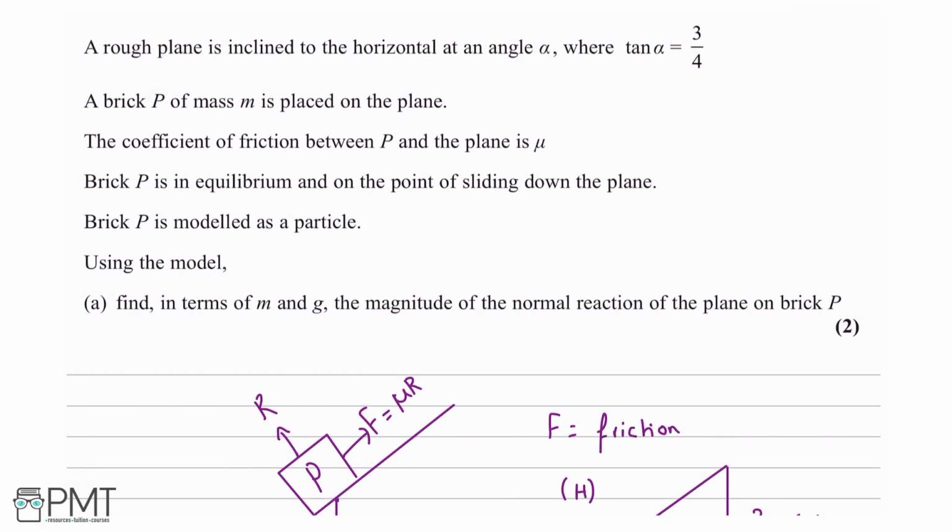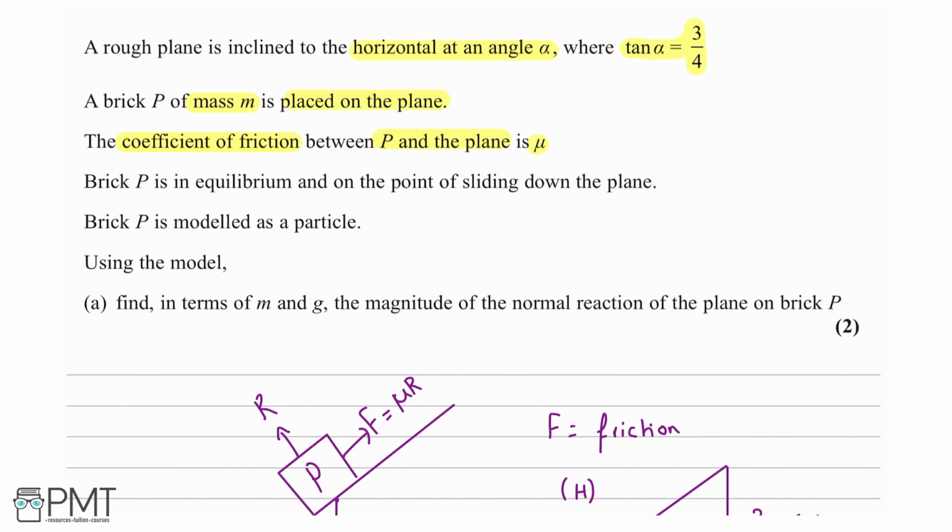We are told a rough plane is inclined to the horizontal at an angle alpha, where tan alpha equals 3 over 4. So a horizontal angle at alpha, and tan alpha is 3 over 4. We're then told a brick P of mass M is placed on the plane. When it says placed, it means it's not given any initial force, it's put down stationary. We're then told the coefficient of friction between P and the plane is mu.